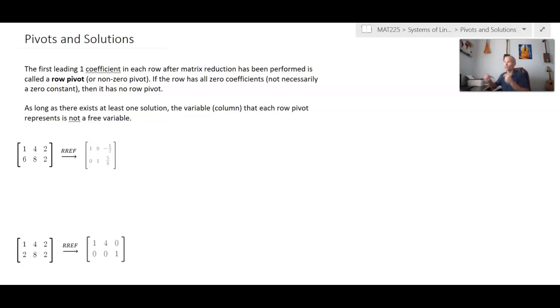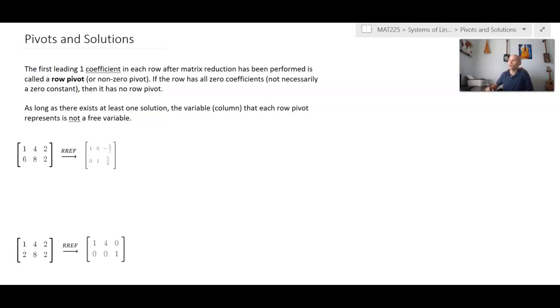If the row has all zero coefficients, not necessarily a zero constant, right? So we're talking about coefficients here. We have a constant column, and that constant column can be whatever it wants to be. If the row has all zero coefficients, not necessarily a zero constant, then it has no row pivot. Okay, so as long as there exists at least one solution, the variable or column that each row pivot represents is not a free variable. So this allows us to identify whether a system has free variables, and if so, how many.